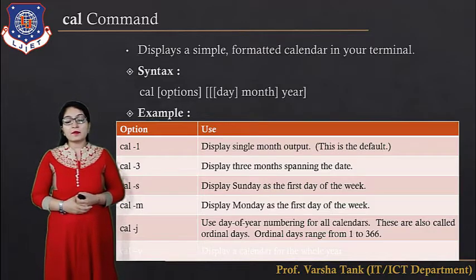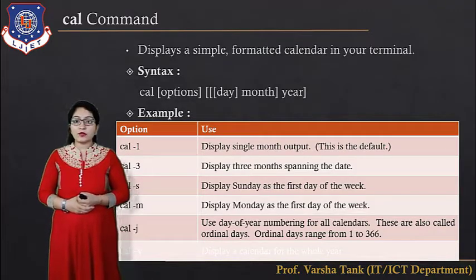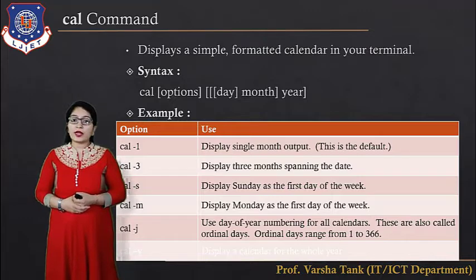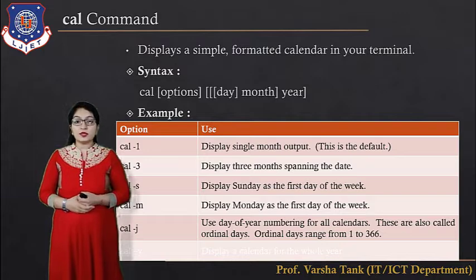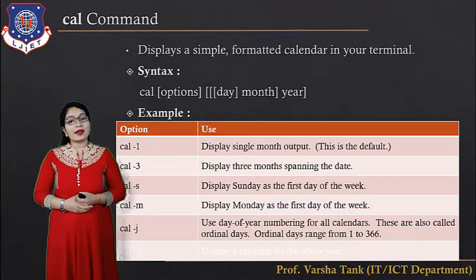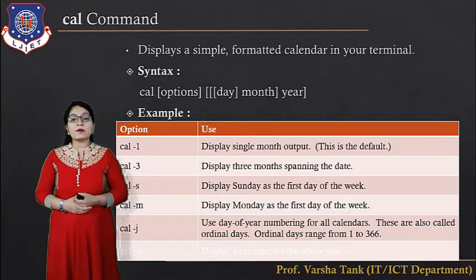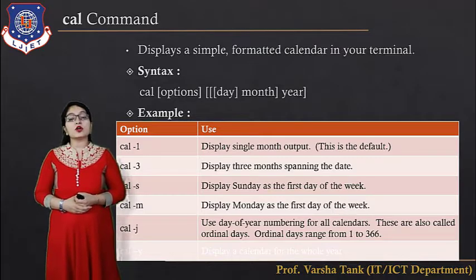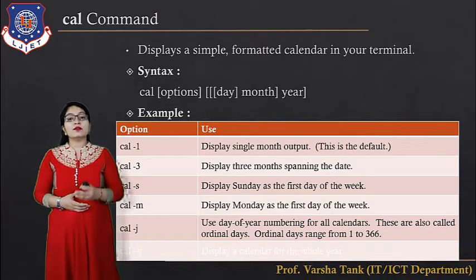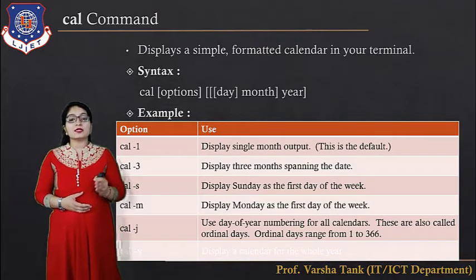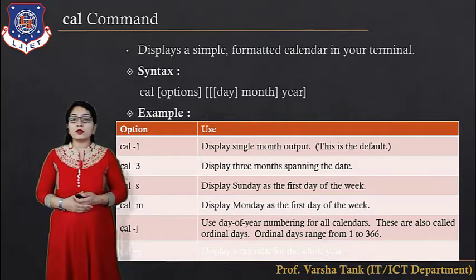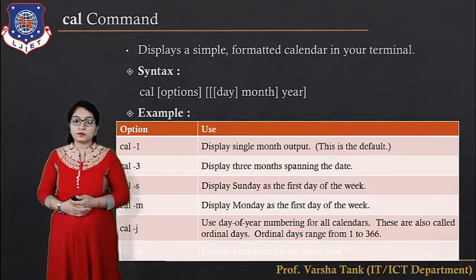Then cal -s, if you want to display the first day of the calendar as Sunday, you can write it this way. Then cal -m, if you want to display the first day as Monday, you can write it this way. Cal -j will display the ordinal numbers of the whole year, that means there are a total of 366 days. It will count each and every day as 1, 2, up to 366. Whatever the day number is, according to that it will display the month.